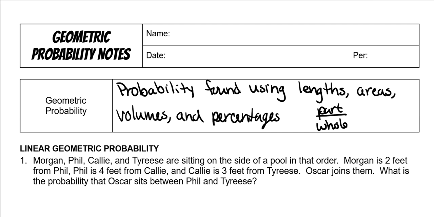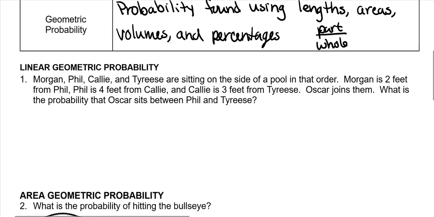For this whole probability unit, we will be writing our answers as fractions, decimals, and percentages, because your answer could be put in either of those ways. On your test, well, I guess it's a quiz, of course, it'll be multiple choice, but you need to know how to find all three ways so that you know which one is the correct answer. So our first problem is a linear problem. So it's going to be based on sort of a number line, but not completely.